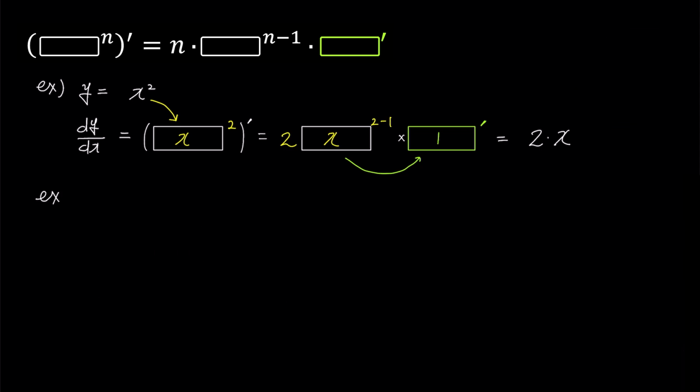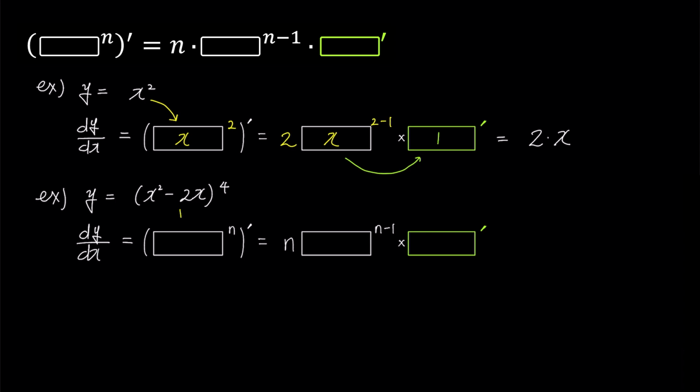Now let's look at the second example. We have y equals x squared minus 2x to the power 4, and to find dy over dx, we'll once again apply the formula shown above. Just as we saw in the previous problem, we can see that x squared minus 2x will be inside the box on the left side, and the exponent of the box will be 4.